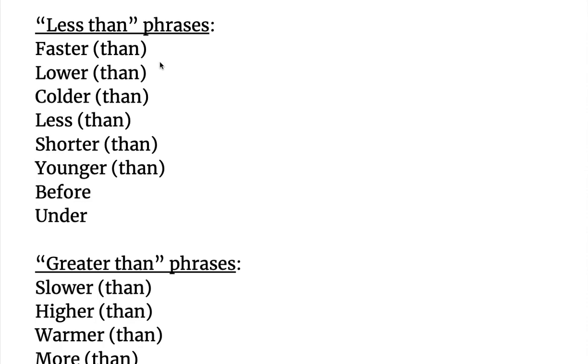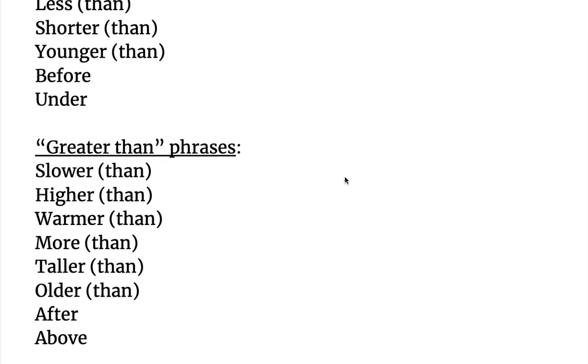Less than is obviously a less than. Shorter than would mean that you have a smaller value for your height. Younger than would be a smaller value for your age. Before, like if you're talking about time, would mean that you are subtracting years or months or whatever it is that you're measuring time. And then under would be kind of like a height or under an amount, so that would also be a less than phrase.